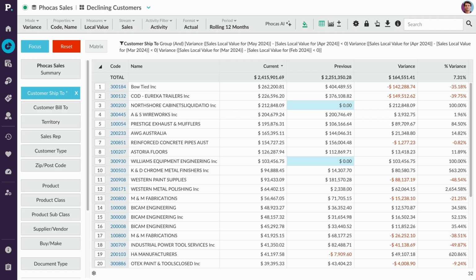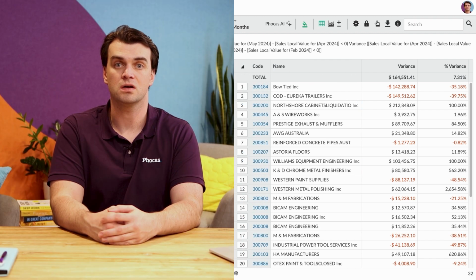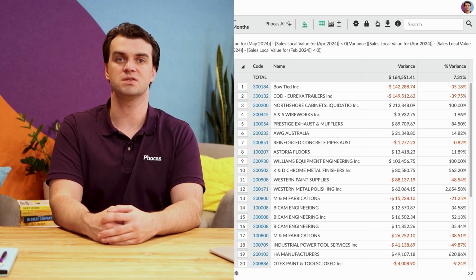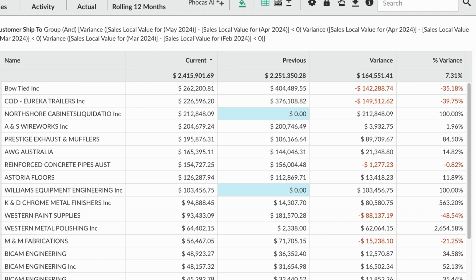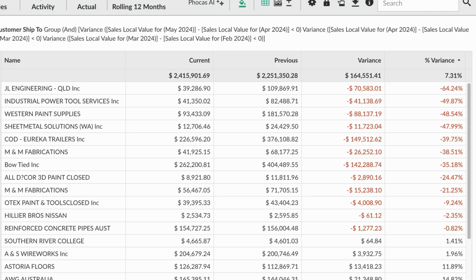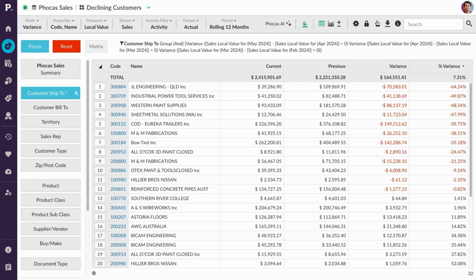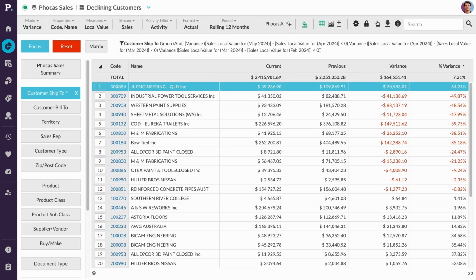This is where we enter the grid, and it's where you can start slicing and dicing your data. So, I want to understand why these customers are declining and what we can do to reverse this trend. To start, I sort by the customers whose sales have decreased the most over the last year. Let's have a quick look at JL Engineering, who have the most declining sales.